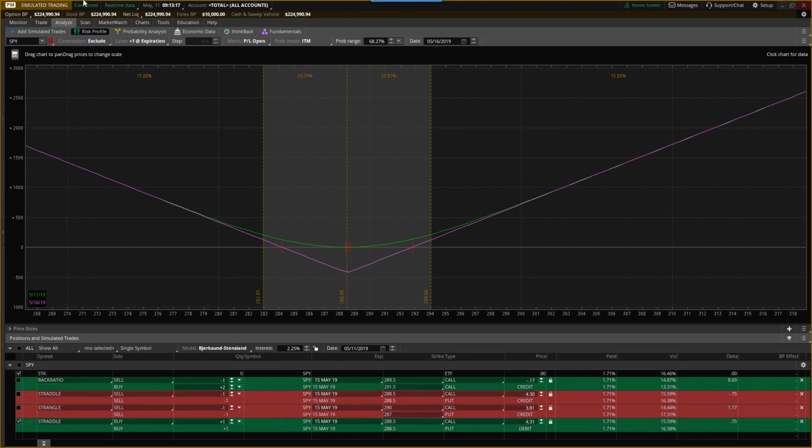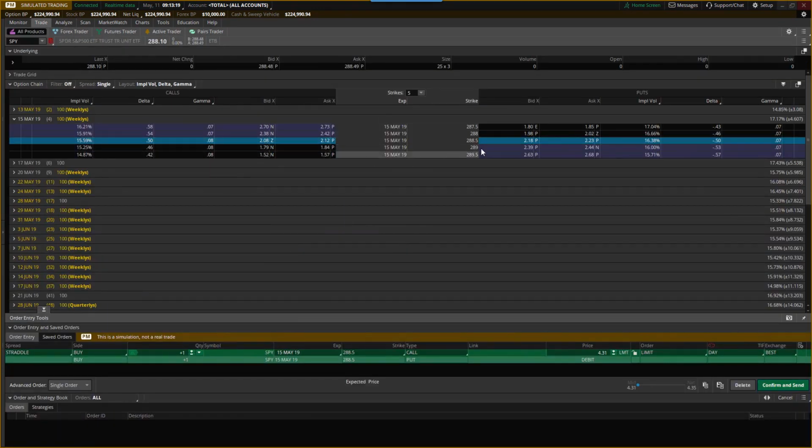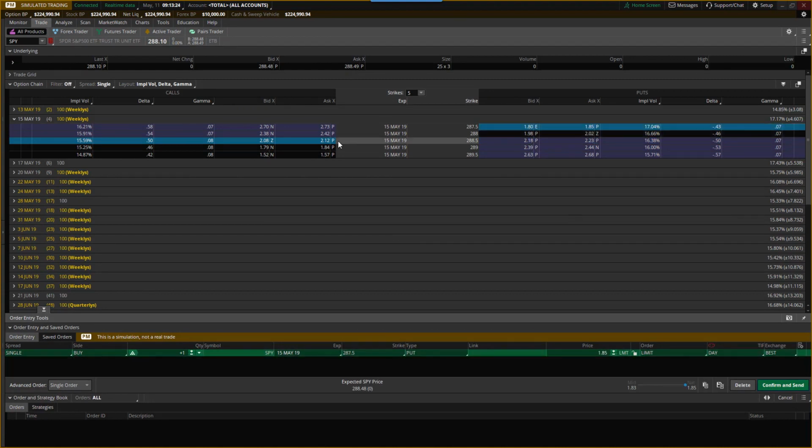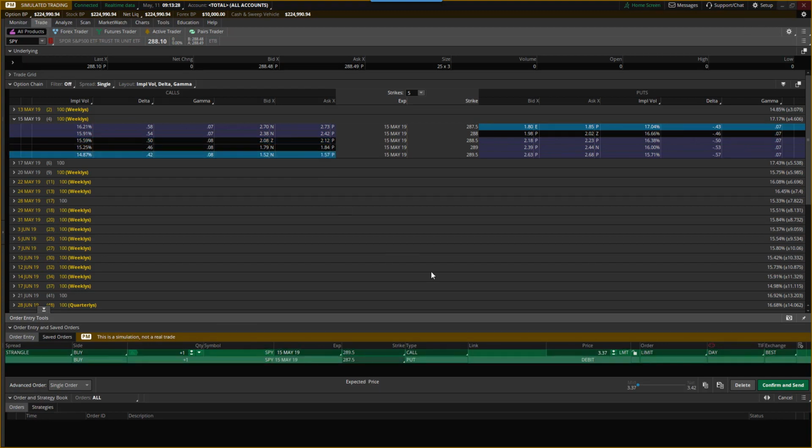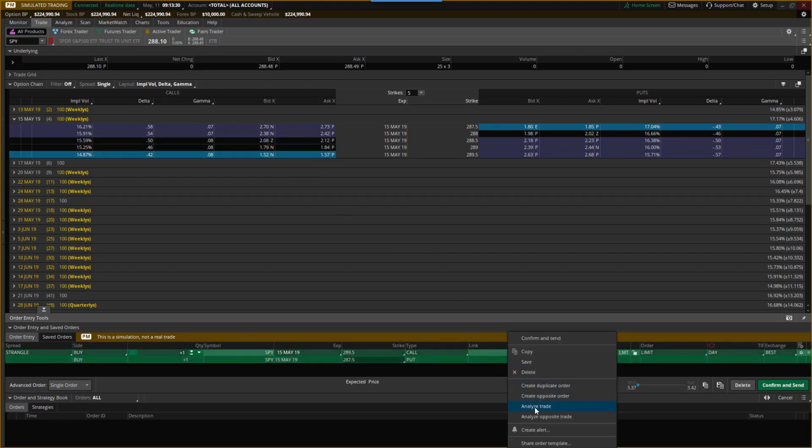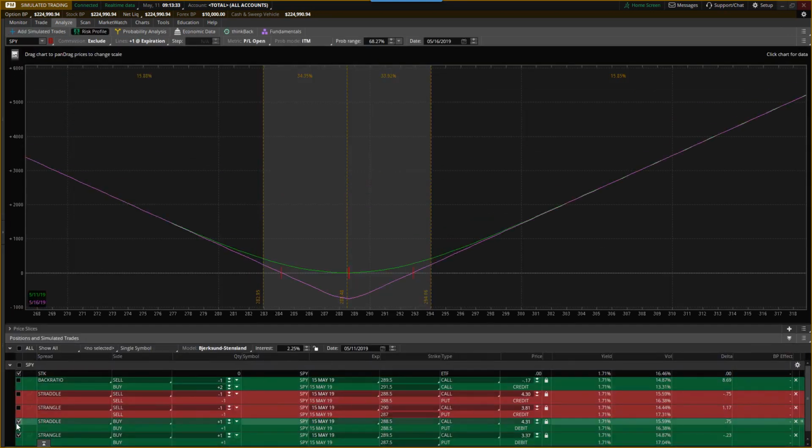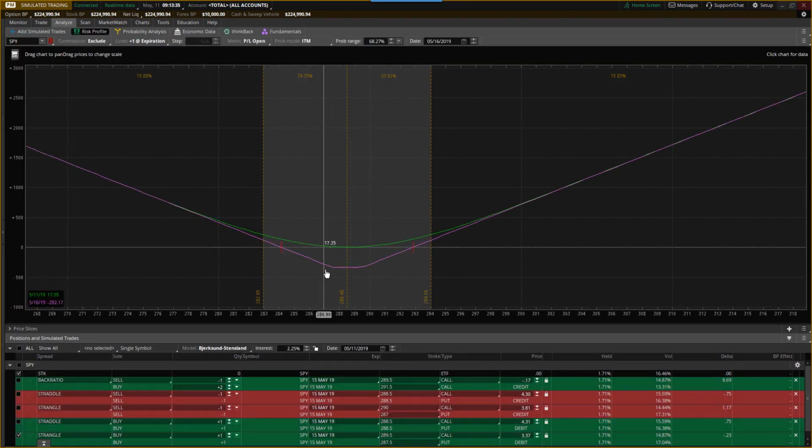The strangle would be the exact same thing. We would be going in to buy a call and buy a put, and this again would work the same way. We would need to see a very big move in the market, almost beyond its expected move, to actually find some value in this trade consistently.